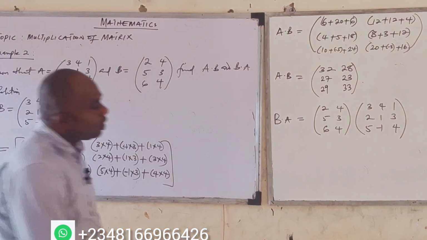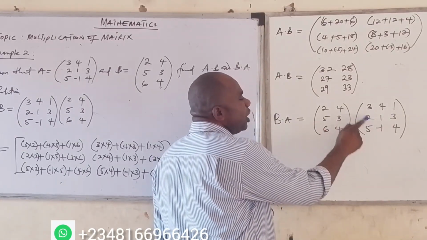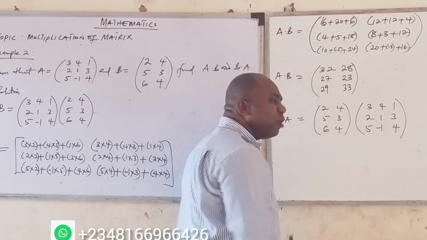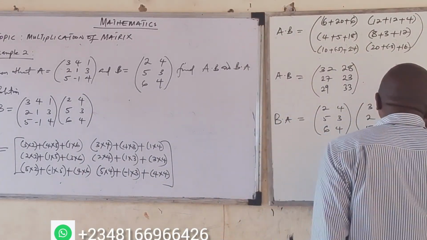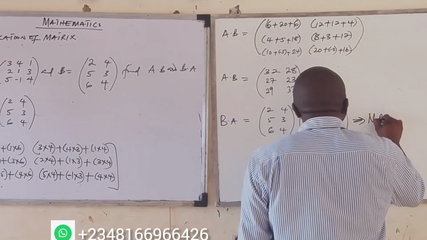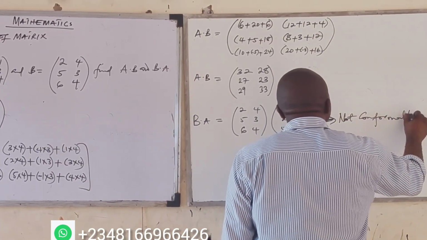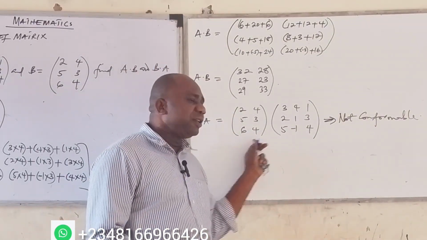Now this 2 will go with 3, 4 will go with 2. There is no value here that will pair with this. So it means this is not possible. In matrix, we use the word not conformable. So you cannot multiply this by this.